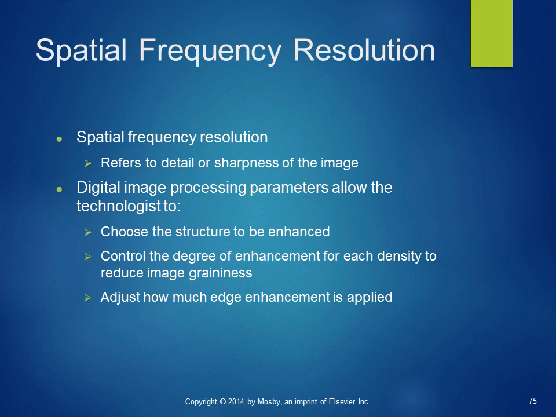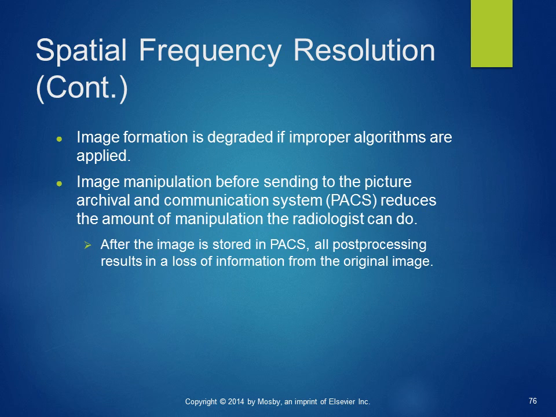Spatial frequency resolution. This refers to detail or sharpness of the image. Digital image processing parameters allow the technologist to choose the structure to be enhanced, control the degree of enhancement for each density to reduce image graininess, and adjust how much edge enhancement is applied. Image formation is degraded if improper algorithms are applied.